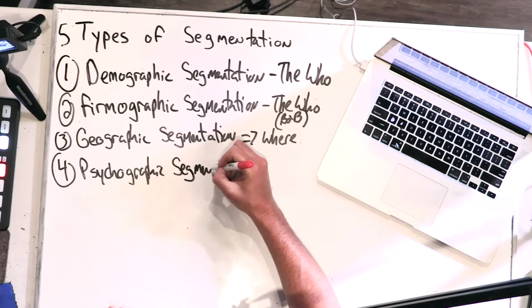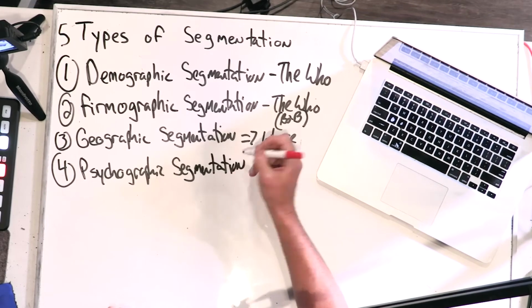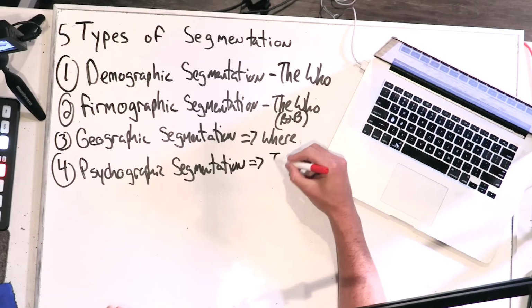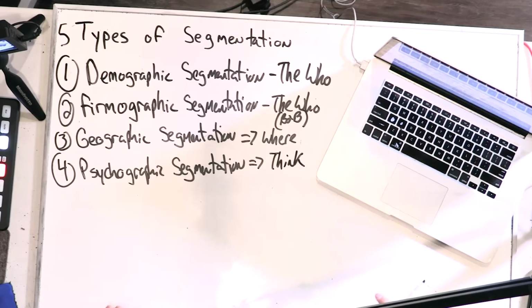What does that mean? Well, that's all around what do they think? What's their opinion? What kind of attitude do they have? What are their beliefs about a certain situation or a certain thing, right? What social class, lifestyle do they live? What kind of movies do they like? It's all around them thinking about stuff.